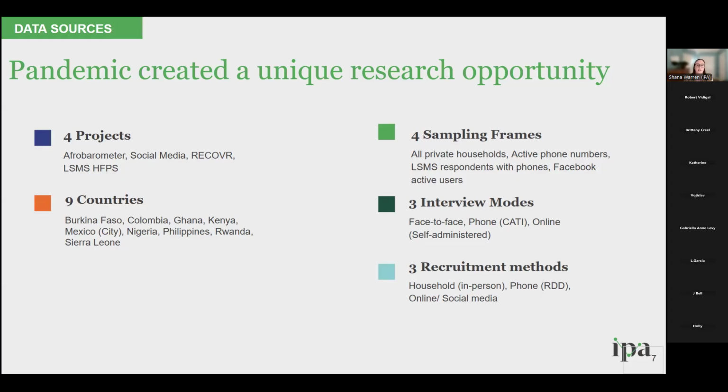There were 3 different interview modes. They could have been face-to-face, phone, or online self-administered. That came through Facebook. And the recruitment methods could have been a household and in-person at base, a pure RDD approach, and online through social media. So there's a wide range here. We really want to know by how much do estimates vary across these.